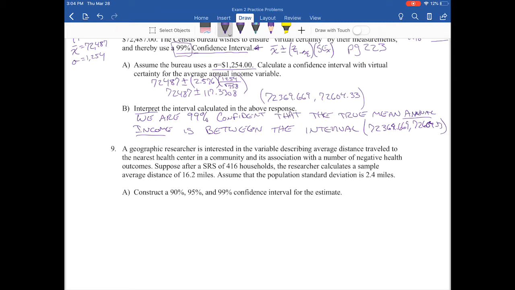Next part here, I'm just going to go really quickly over it. So now we're just constructing a 90, 95, and 99% confidence interval for all the values shown above, where we have an n equal to 416. We have an x bar average equal to 16.2. We have our standard deviation equal to 2.4.